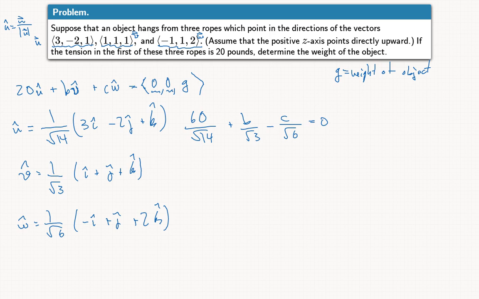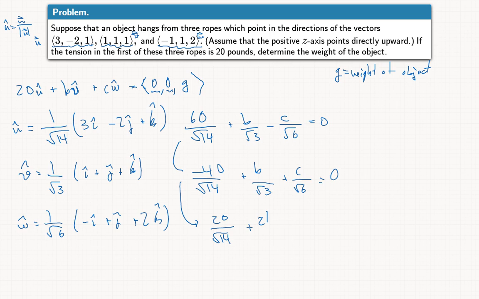And then we do the same thing for the y coordinates. So then that'll give us negative 40 over root 14 plus b over root 3 plus c over root 6 is equal to 0. So now if we add these two equations, then we get 20 over root 14 plus 2b over root 3 is equal to 0. So we can eliminate the variable c, and now if we solve for b, this will give us that b is 10 root 3 over root 14.